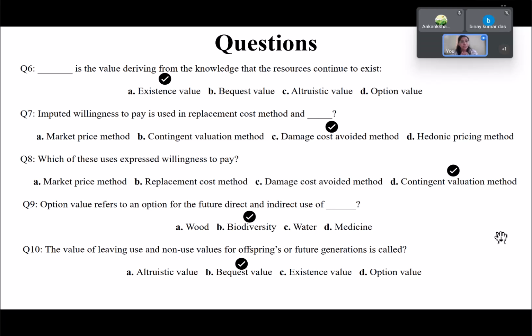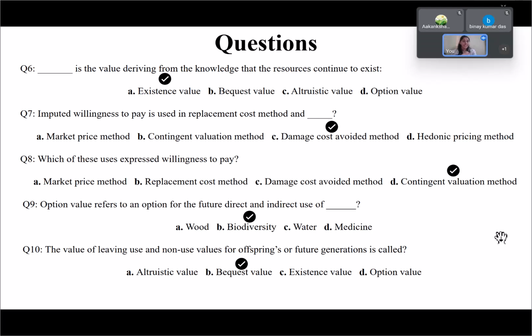Bequest value is more of a moral value, where I know that future generations should also be using it, so I have to keep it. When I put a compulsion on myself, that's bequest. When I keep it as an option, that's option value. So those are the minute differences that you should know between these values.